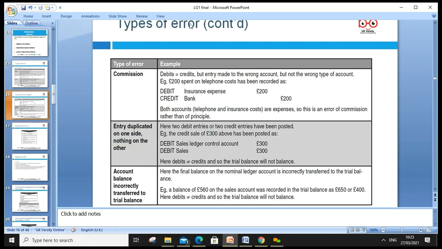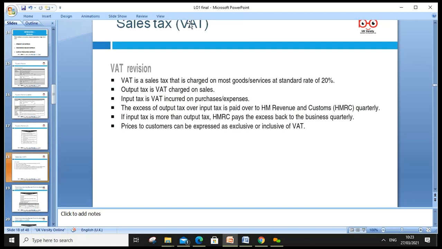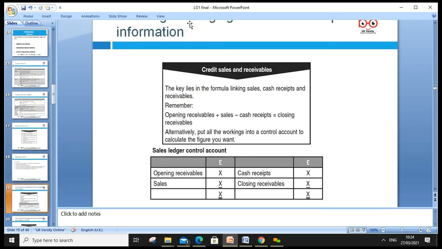Okay, then we have VAT control accounts. Always remember, guys, VAT always goes on the same side as whichever side the item goes. My expense goes on the debit side, so VAT on expenses will go on the debit side. Debit side in the control account means a refund from HMRC. Credit side means I am supposed to pay HMRC. Okay, this is the sales ledger control accounts we can prepare.